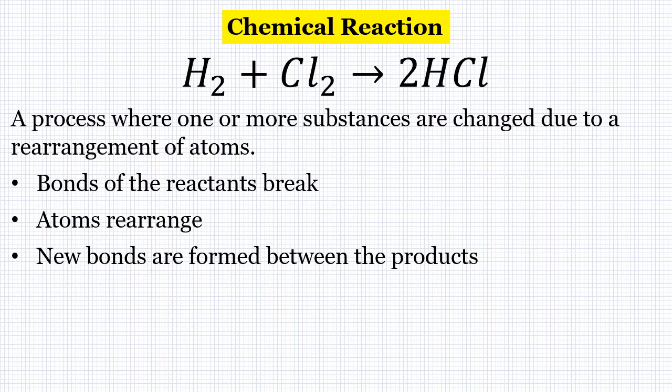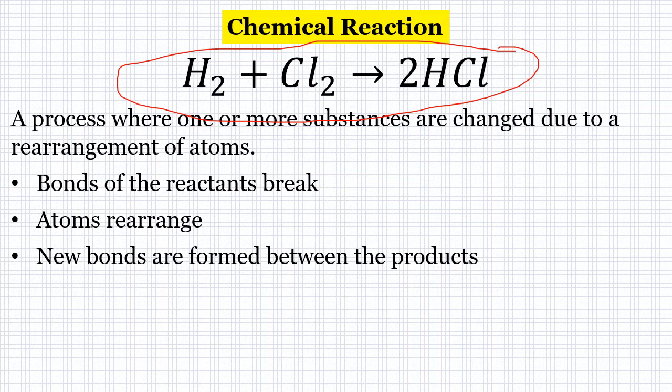All right, so here's a chemical reaction. We've got hydrogen and chlorine. They're combining to form HCl, which is hydrochloric acid. So what's going on here? Like, seriously, what does this even mean? Well, a chemical reaction is where one or more substances are changed due to a rearrangement of atoms.